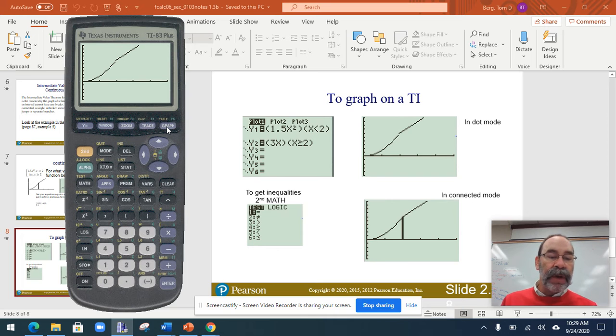Okay, but you can see it looks like it fills it in. It's a little bit off because it looks like we missed a pixel there. That's a picture element, a pixel. But that's the way it graphs on a graphing calculator.